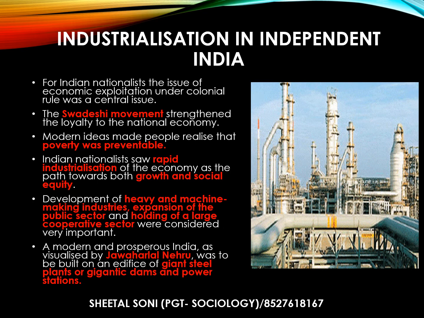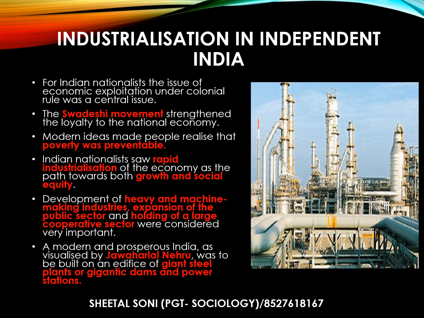There were modern ideas being realized by the people, that the poverty in which we are living now is something which is preventable. Now how did these ideas come to them? Because they were being given Western education by the Britishers. Now Indian nationalists realized that this poverty is something which is preventable. Now how are we going to get rid of it? The only way out they could see was industrialization, as the way towards economic growth and social equity.